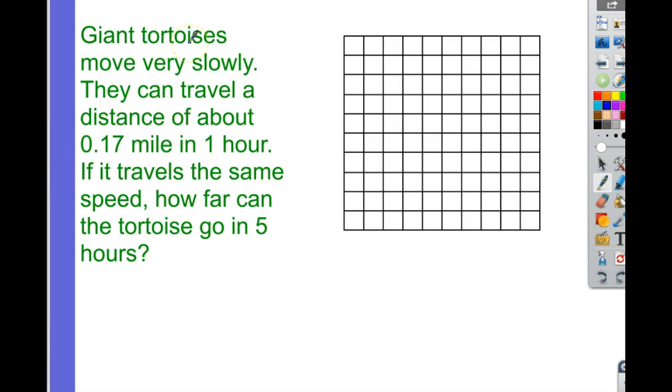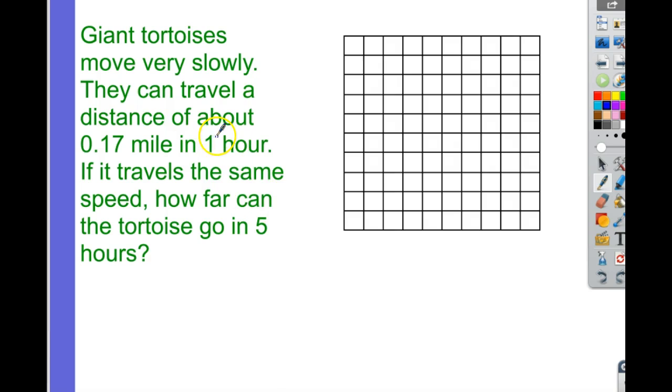Giant tortoises move very slowly. They can travel a distance of about 17 hundredths of a mile in 1 hour. Okay, so they can't even go a whole mile in an hour. They can only go 17 hundredths of a mile in an hour. If a giant tortoise travels the same speed, how far can the tortoise go in 5 hours?